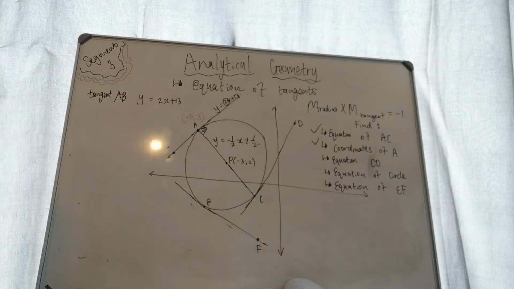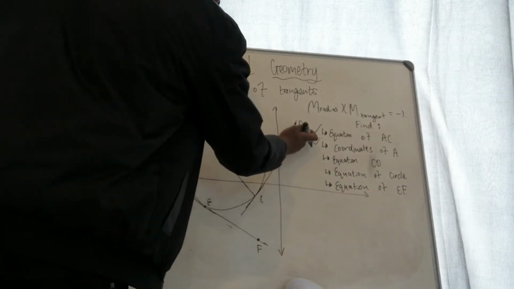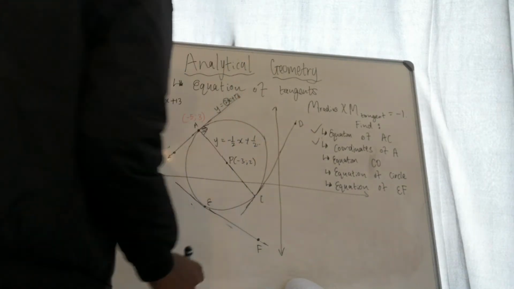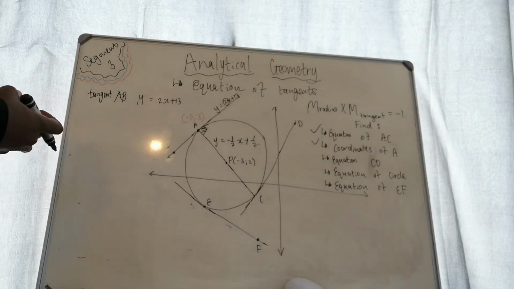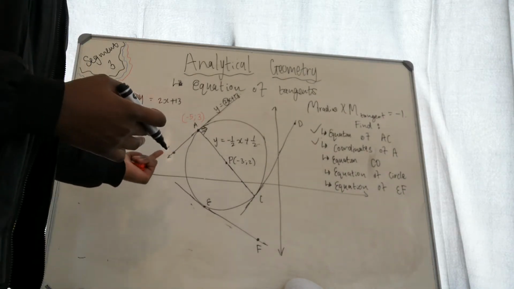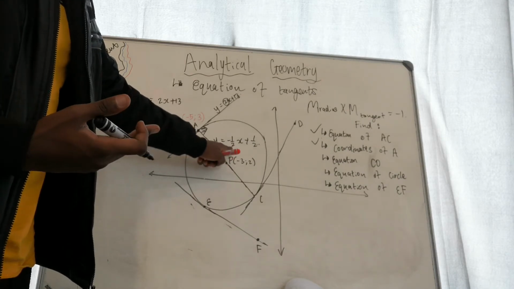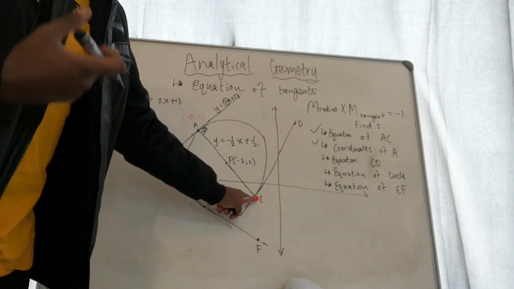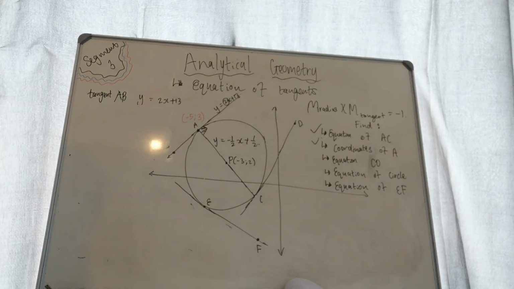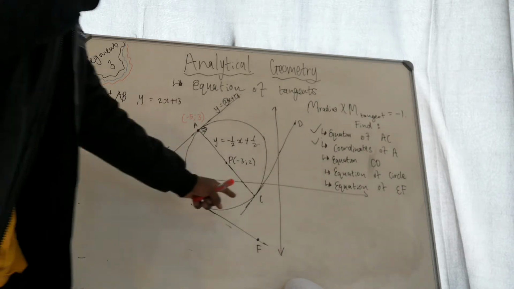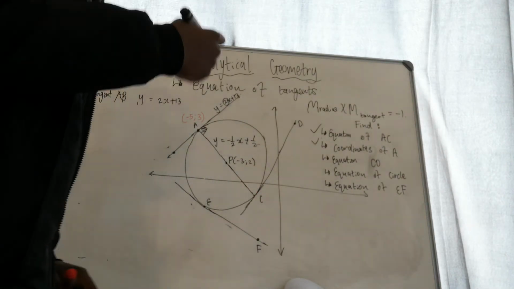And question 3 says it wants the equation of CD. Ooh, now they want the equation of that guy. Right, how are we gonna go about doing this? So one thing we know for sure is that we have the gradient of that guy. We can use that, but we're gonna at some point have to find the coordinates of C, because there's no other point that we have there on the line to actually find the y-intercept. Do you get what I mean?